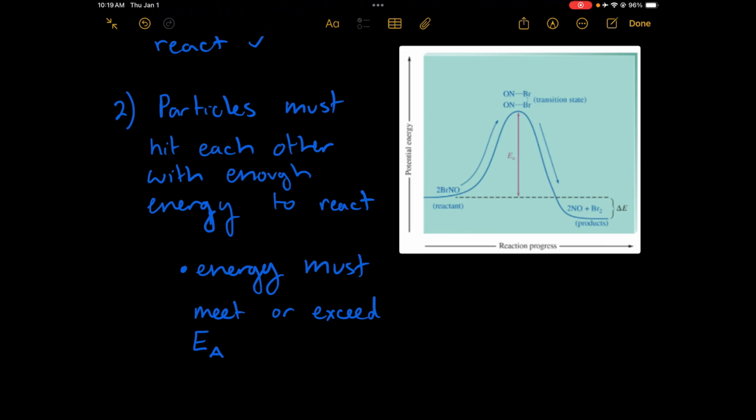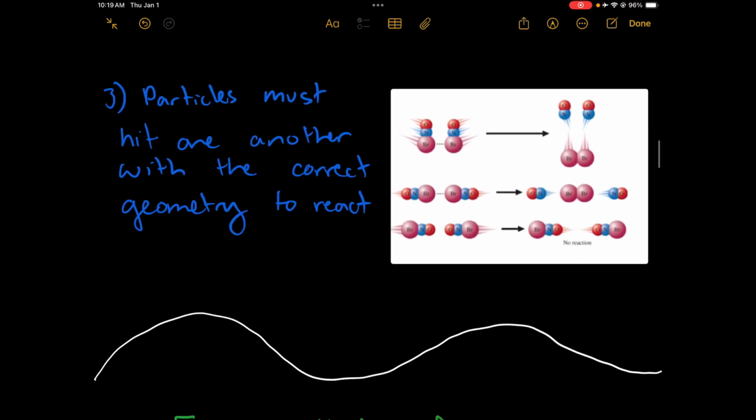We just talked about potential energy graphs. If those two colliding molecules are not colliding with enough force to meet or exceed the activation energy of the reaction, E sub A, then they're not going to react. Point number 3 is that particles have to hit each other with the correct geometry to react. And by geometry, I mean the right angle.